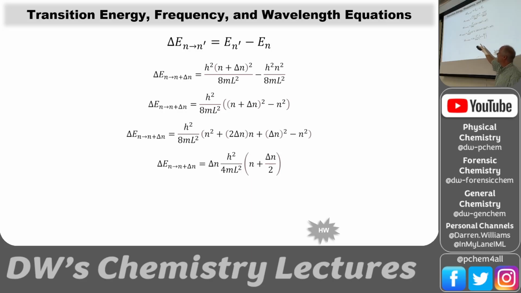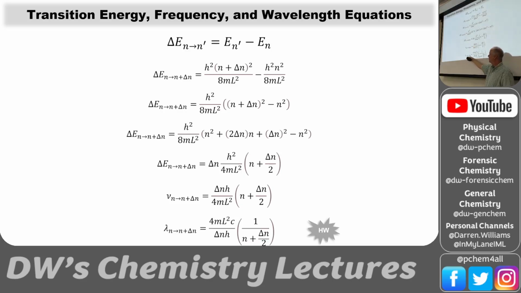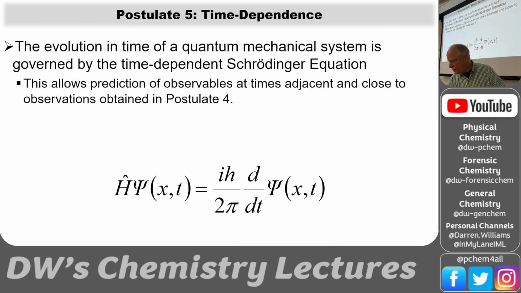And this is a common way to write it, where you have all these constants out front and the quantum number plus some small variable. That's for change in energy. Here's for the change in frequency. And you invert that to get the wavelength. And there's the speed of light involved too. So these are your three transition equations. And again, I wanted to get to that just because it's on the homework. The last one's time dependence, and we're not going to do anything with that. But it does take into account that imaginary piece that I was showing with the rotating wave function. All right.